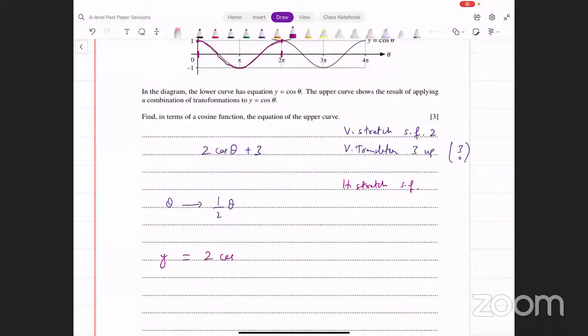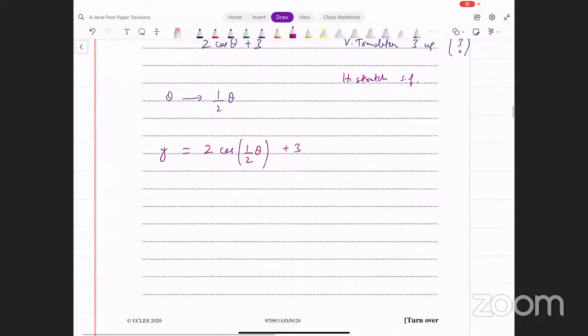बाहर वाली ट्रांसफॉर्मेशन तो यही थी, 2 cos of whatever was inside plus 3. Under the horizontal transformation, that's going to be half theta here. That's what your function turns out to be. ये आपके पास आ जाएगा, ठीक है? This is your final function. This is the equation of the transformed curve. All right, let's move on.